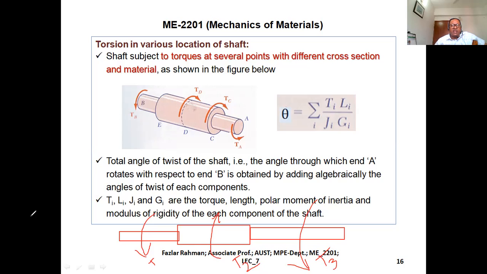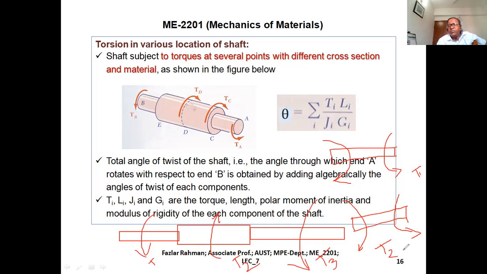Now, in that case, you would like to figure out the theta. How do you do it? In that case, you need to draw a free body. If I take the first part, it carries a torque. This is clockwise, so obviously this will be anti-clockwise. So this is T1. Similarly, you need to take the free body and figure out the torque right over here. Just make the free body. So it will have torque T2. Like you did free body of axial loading, right? Same thing over here. So we figure out theta for this one.